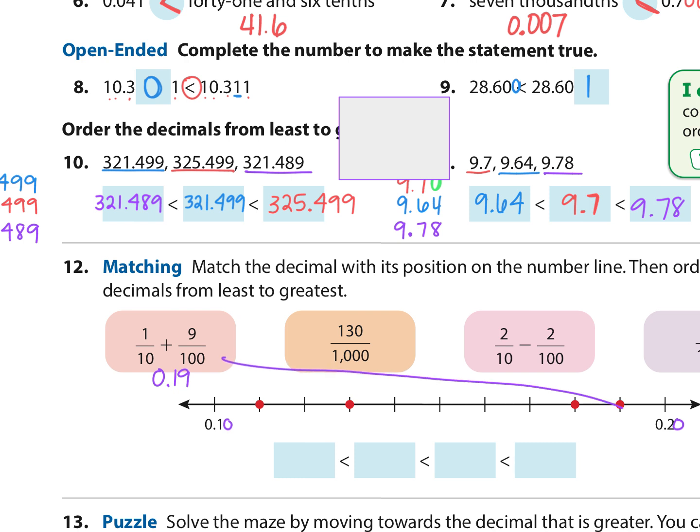All right, the next one is 130 thousandths. How do I make that out of 100? Divide it by 10. I can divide it by 10. And if I do that, I'm essentially just taking away these zeros. So now it's 13 hundredths. Where would 13 hundredths fall on this number line? Which dot? Second dot. It goes right here.